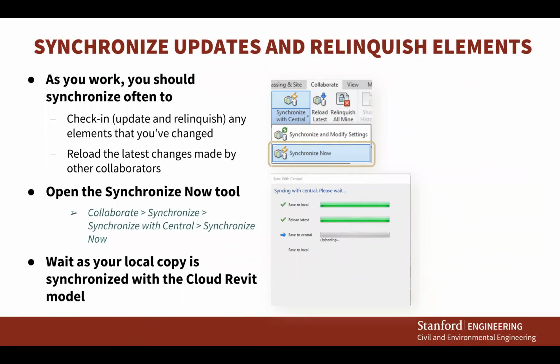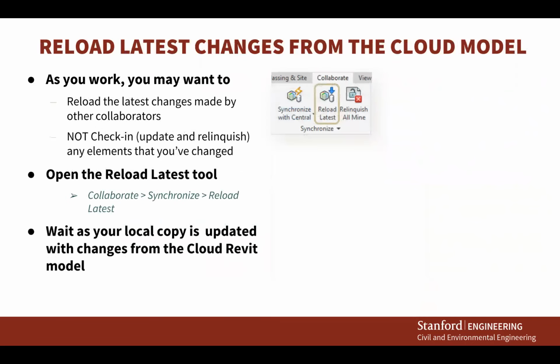Okay, but you should also know that you can just reload the latest. That's useful when you want to pull down changes that someone else on your team has made, but you're not quite ready to post your changes. So if you just need to see the things that other people have done to the model, but again, you're not quite ready to release yours to the world. Reloading the latest reloads things that your collaborators have done, but it doesn't check in your things. The things that you've been working on still say checked out to you. So then you can wait as your local copy is updated with changes from the Cloud Revit model.